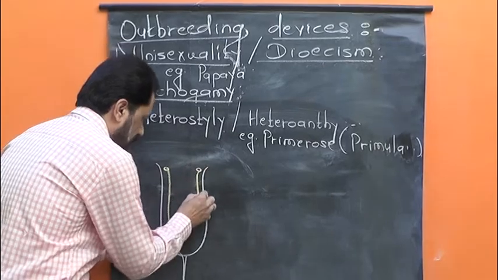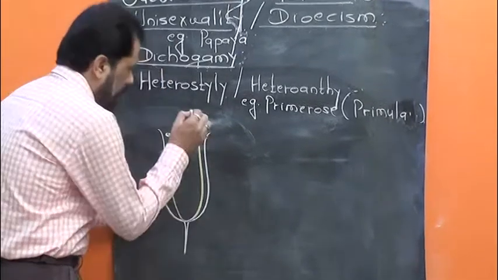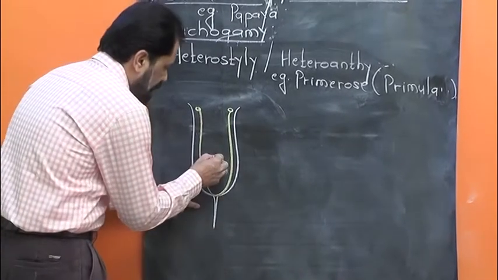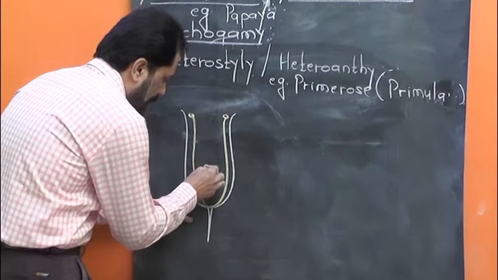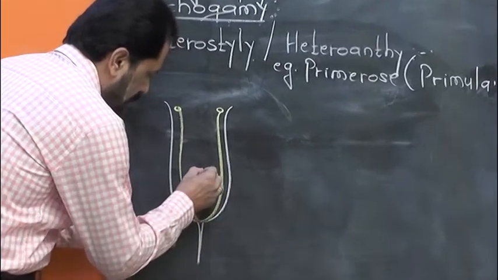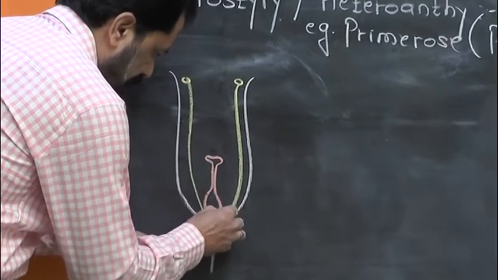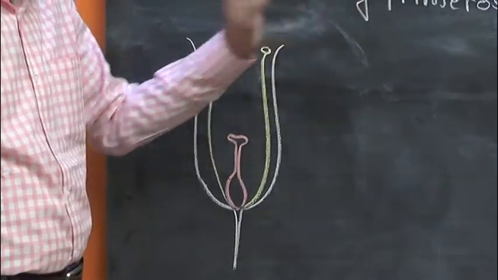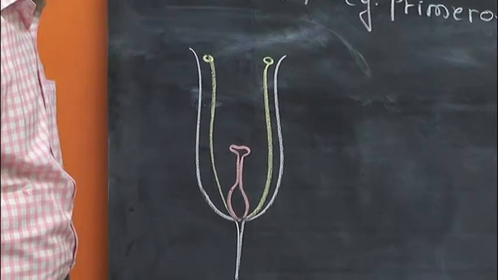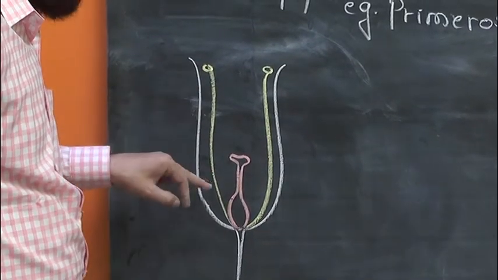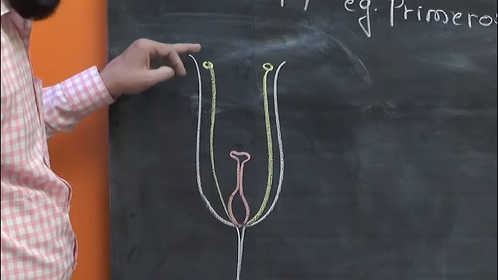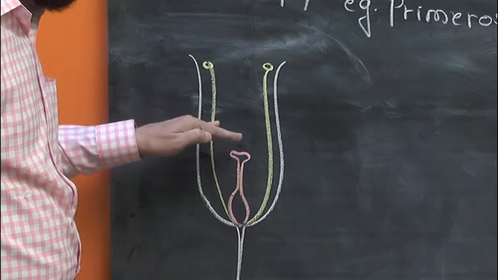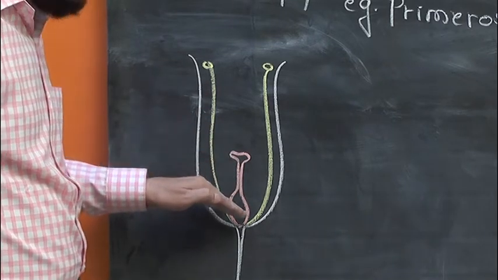Here, with the help of yellow chalk, I am going to show the stamens, and with the help of pink color, here is a carpel. Now, in some varieties of Primrose, the flower shows such elongated stamen because of elongated filament, and the carpel is comparatively short.